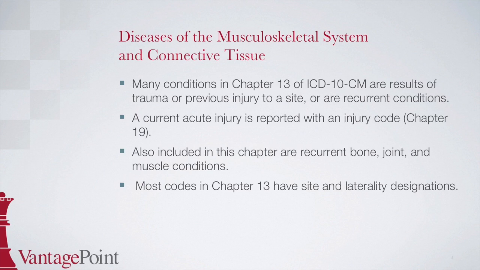Most of the codes in this chapter are the result of trauma or previous injuries, such as tendinitis, or are chronic conditions such as osteoarthritis. However, if the patient has an acute current injury, such as a shattered pelvis from a car accident, that injury is part of Chapter 19, which is the Injury, Poisoning, and Certain Other Consequences of External Causes chapter.